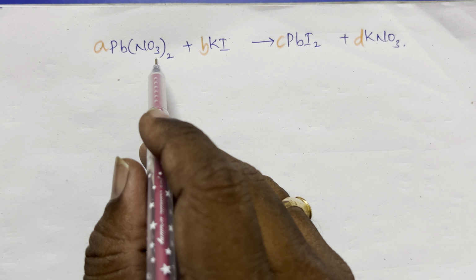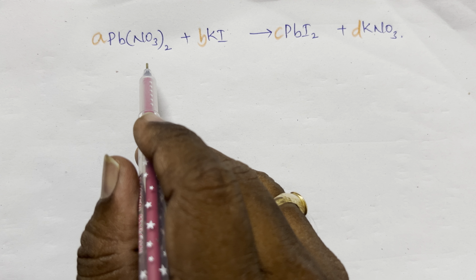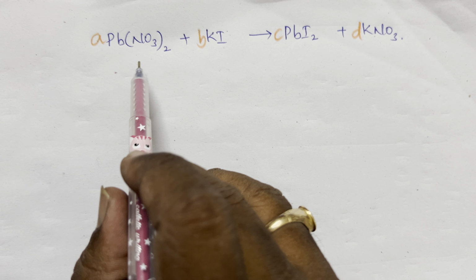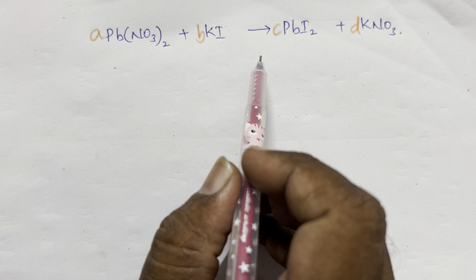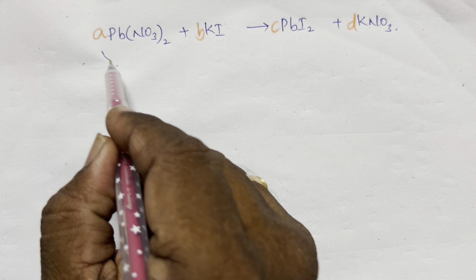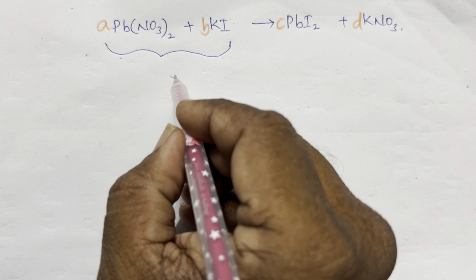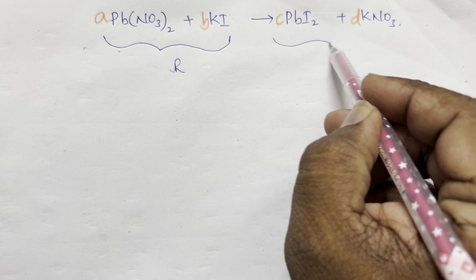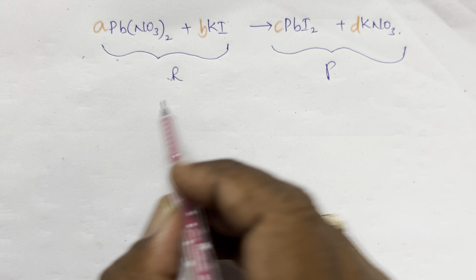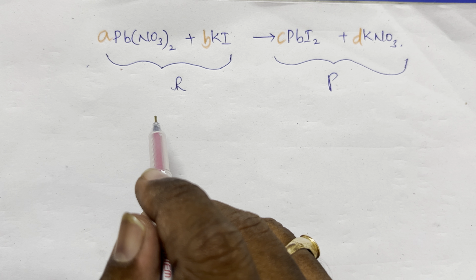Hello everybody. So, how to balance the equation by using the algebraic method. Here is the equation, in which this side totally is called the reactants side and this side is called the product side. As we all know, we discussed this earlier in the regular offline classes.